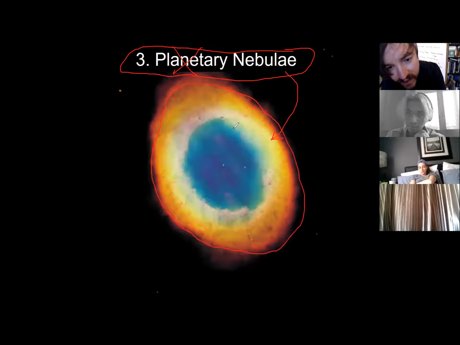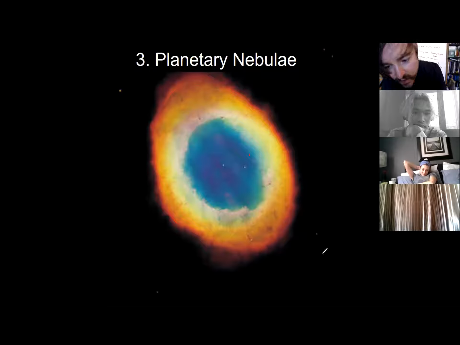The Ring Nebula is one example of this. You can actually see this through a small telescope in the late autumn. I've looked at it many times. To get these colors, you have to take a very long exposure photograph. But look at all the structure to this. They're quite beautiful.